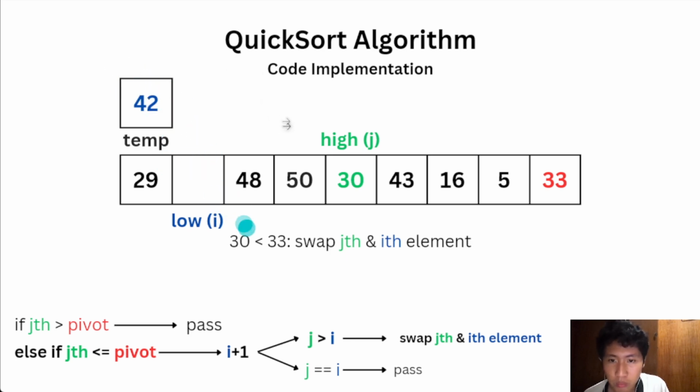So now we equate array I to array J. So what will happen? It will move there, making 30 move to I. So lastly, we equate array J to temp. So what's going to happen is 42 will move there. So the swapping is now complete, having 30 in I and 42 in J.